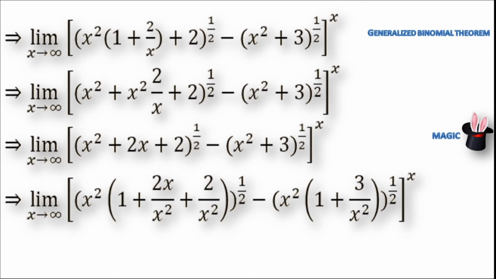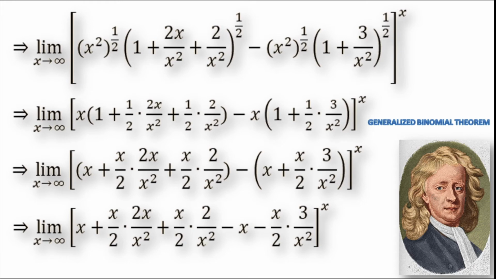So now we take out x square from the whole of the first term. After taking out x square, that becomes x square bracket 1 plus 2x by x square plus 2 by x square, whole power 1 by 2. So also we have transformed the second term, after taking out x square, as bracket 1 plus 3 by x square, whole power 1 by 2. So that's valid.